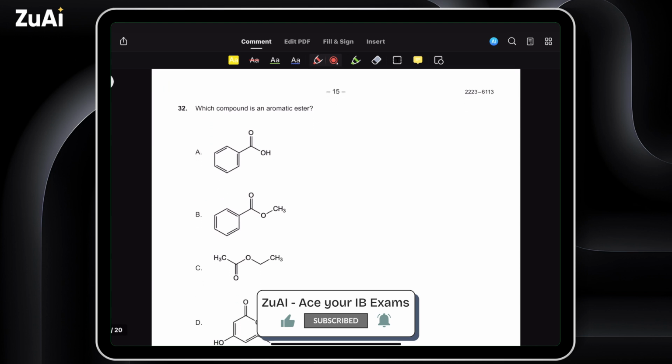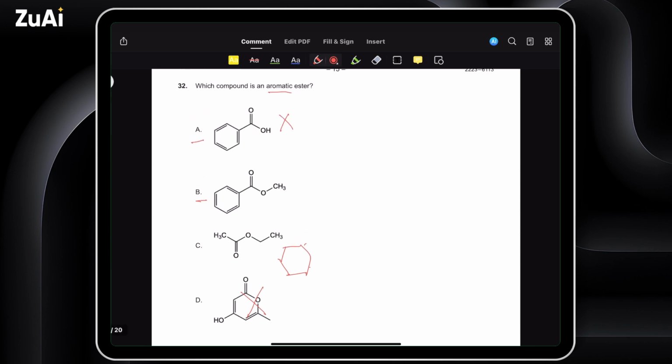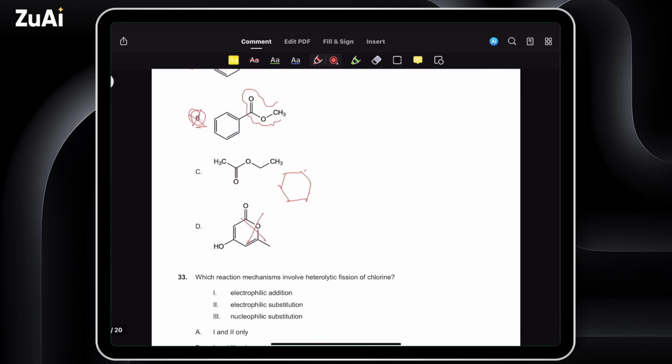Which compound is aromatic? First of all, you need to know aromatic means benzene, and this is not benzene. Benzene has a complete ring, with no additional thing present in the ring. So that's why B and A is the answer. This is not an ester, because an ester has this linkage COOC. That's why B is the answer.